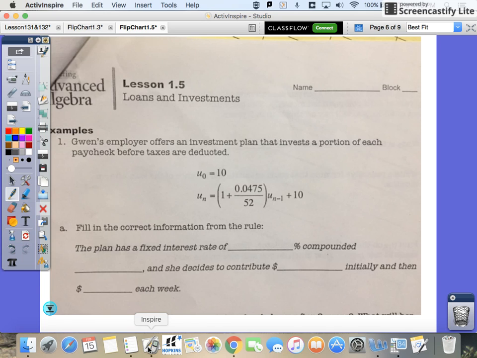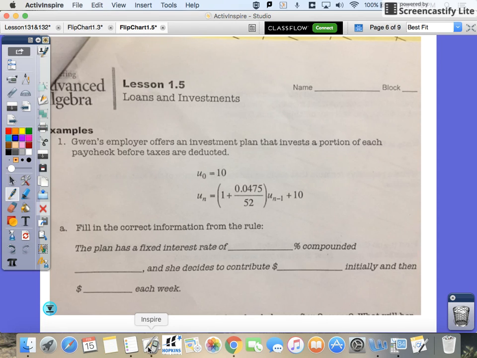This is lesson 1.5 on loans and investments for Algebra 2. We're only going to do a portion of this. We'll look at more details in class, but I just want to get you the meat of these things. On our assignment, we're going to do parts A and B. I'll remind you at the end, but we're just going to focus on parts A and B in this notes packet.